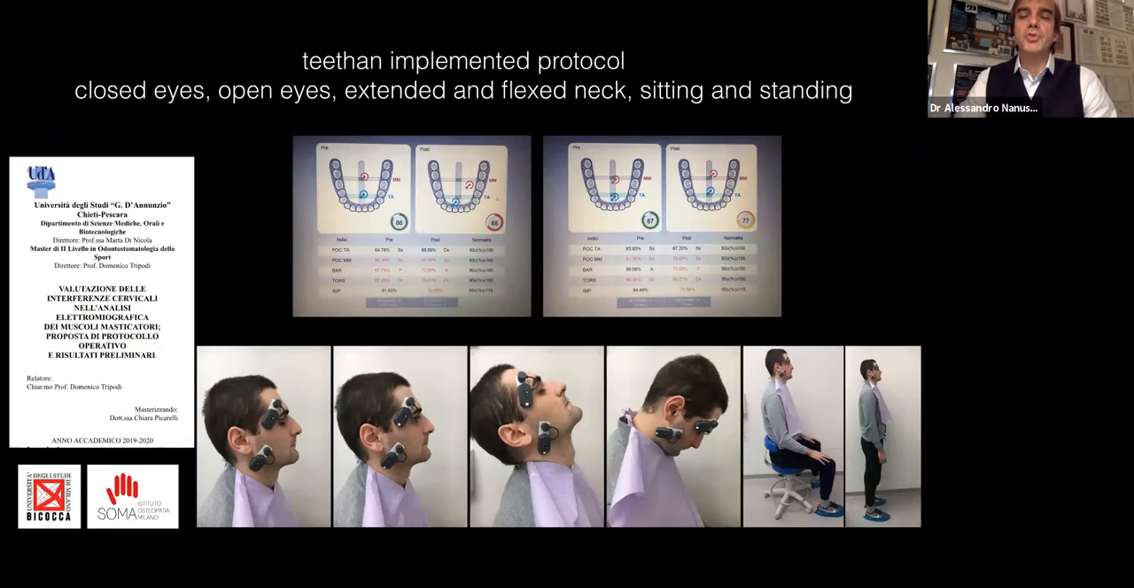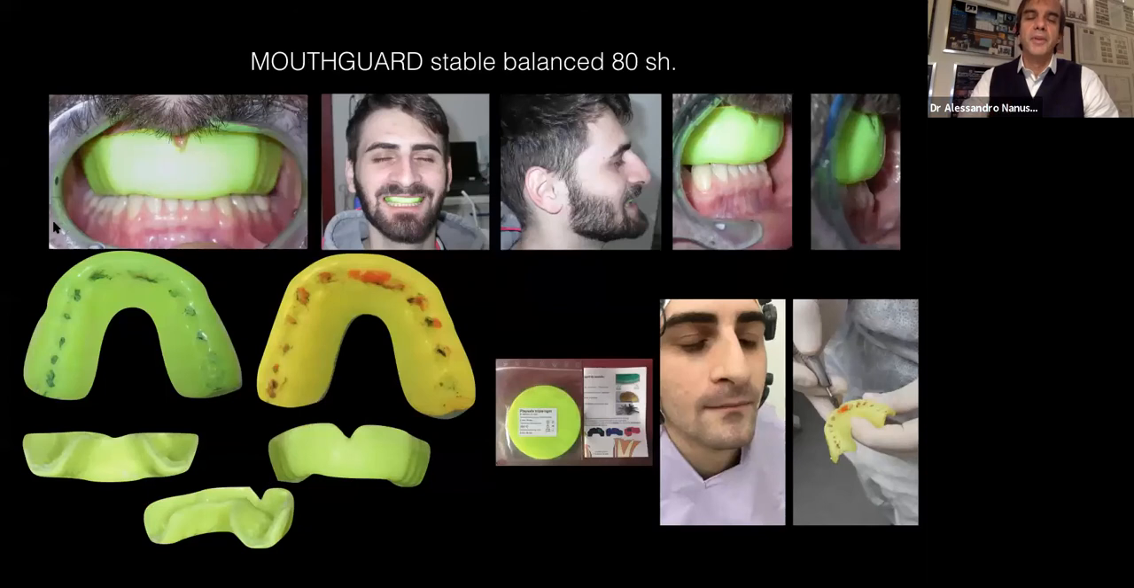And sometimes we also check if there is some external extra-stomatognathic interference on my teeth and on my muscles. So we control if we have interference from the neck in extension and flexion of the neck, and also standing. And the patient also needs a mouth guard for his sport activity. This mouth guard is well balanced.